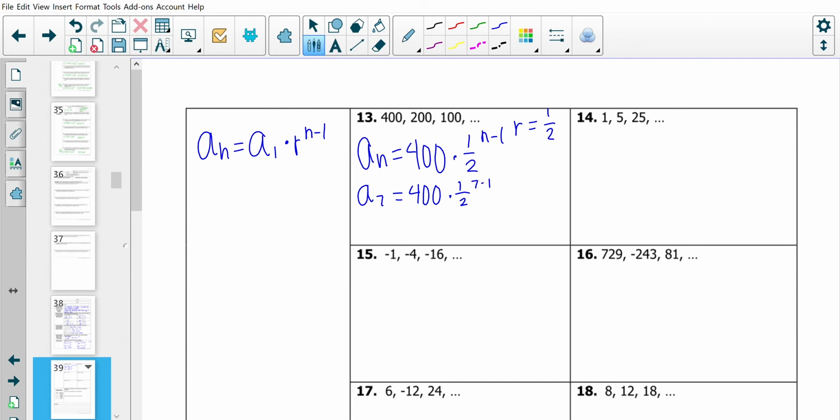Is it going to be 7 every time? No, that's just what the directions asked us to find, the 7th term in the sequence. Girls, quit talking. Shh. So you have to pay attention to what term it asks you to find.